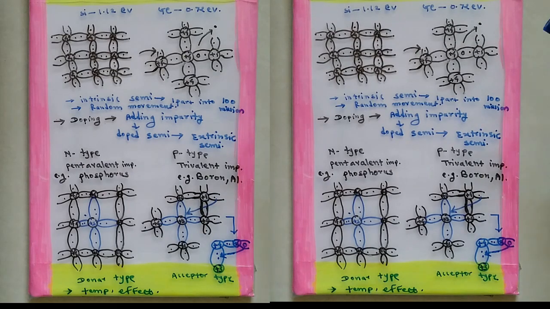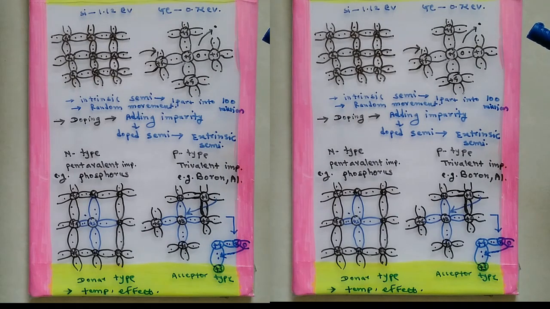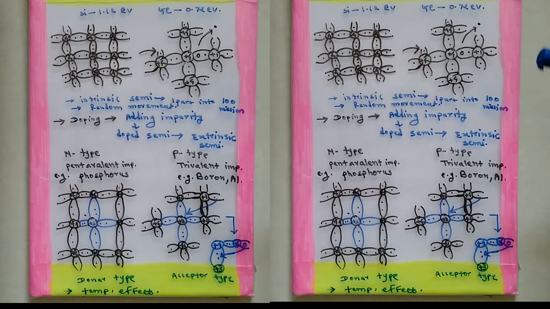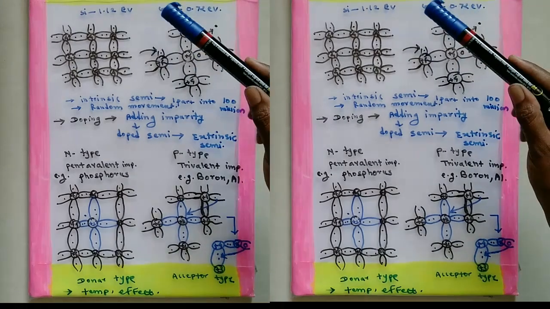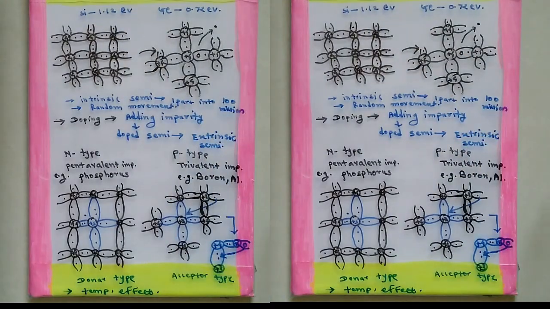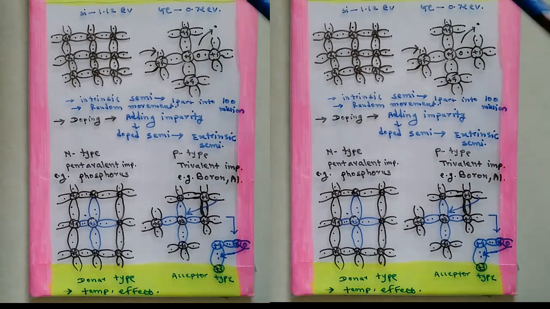In the last lecture, I explained the semiconductor in its purest form, the single crystal structure of silicon. In silicon, the forbidden energy gap is 1.12 electron volt, and in germanium, it is 0.72 electron volt.